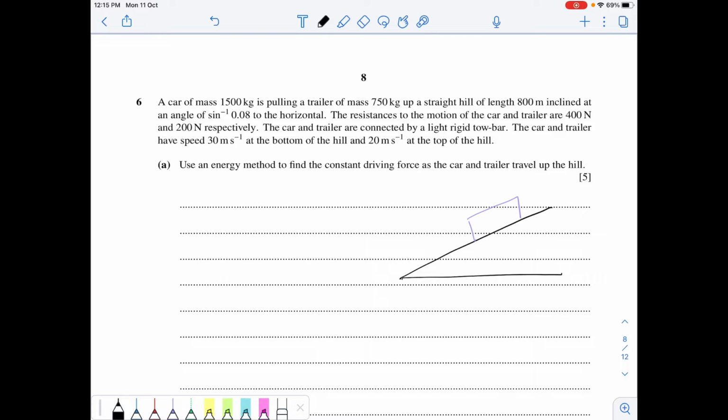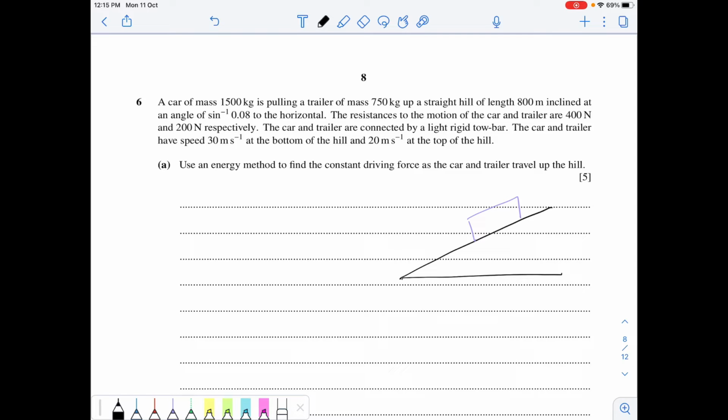Okay, question 6. We have a car of mass 1,500 kilos pulling a trailer of mass 750 up a straight hill of length 800 meters, inclined at an angle of sine 0.08 to the horizontal. The resistances to the motion of the car and the trailer are 400 newtons and 200 newtons. The car and the trailer are connected by a light rigid tow bar.